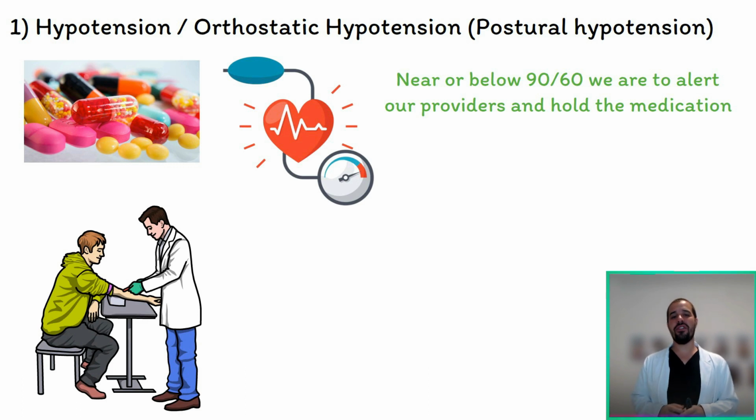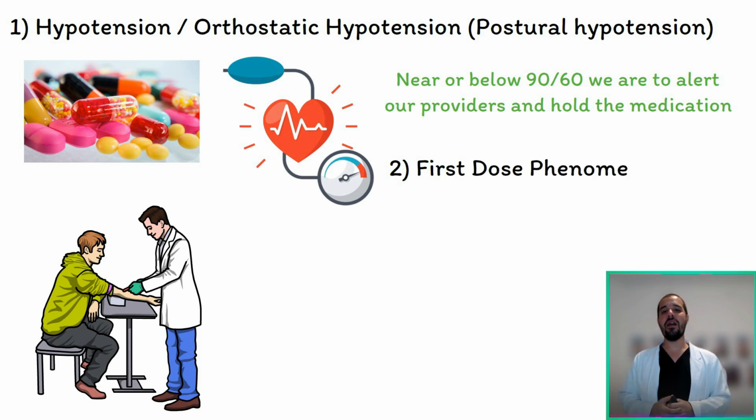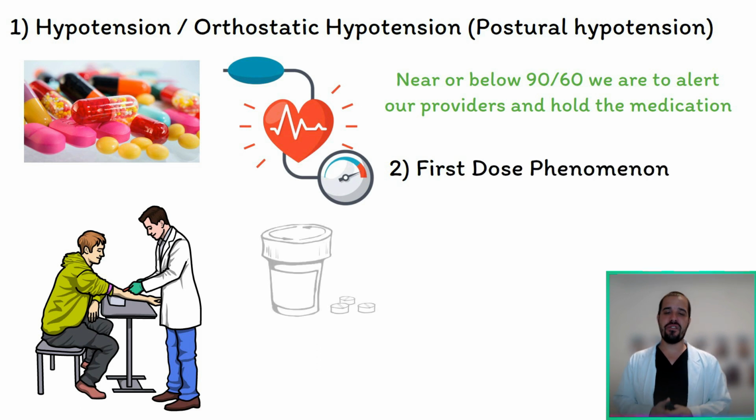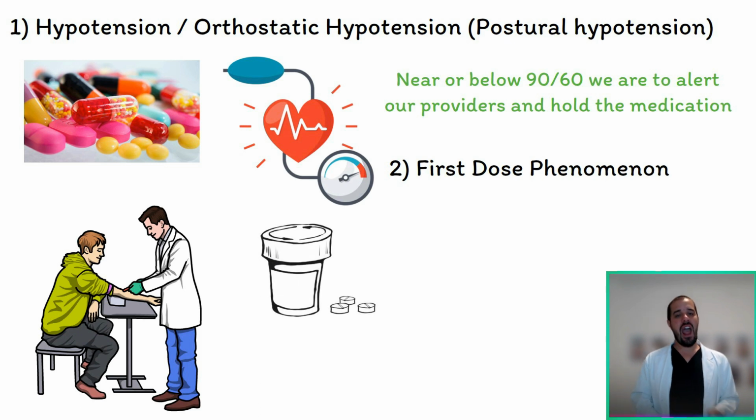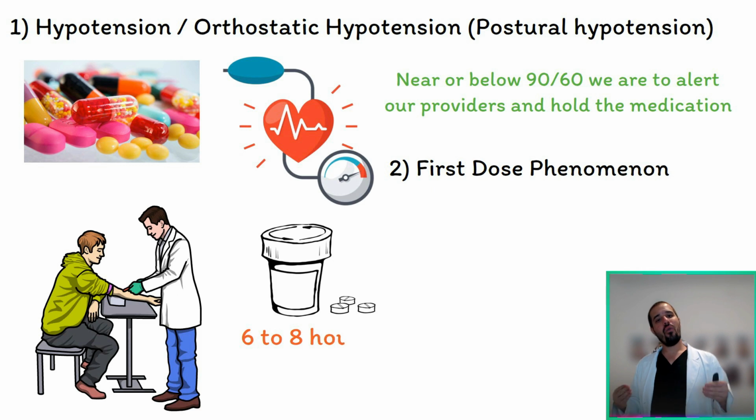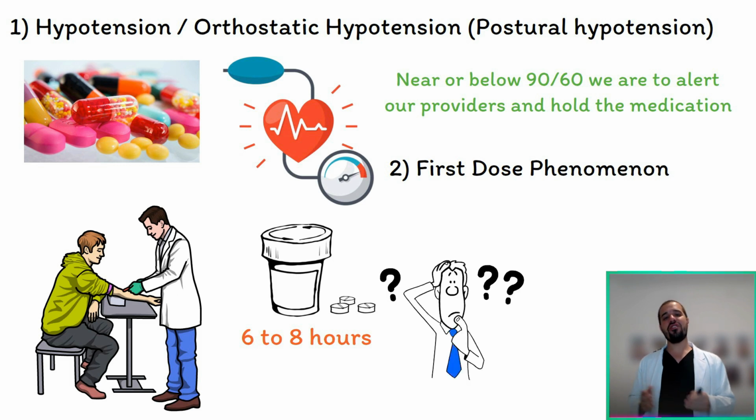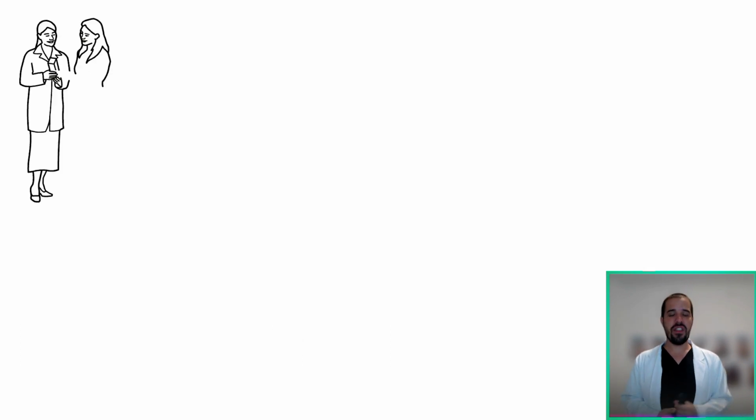Alpha-1 blockers specifically are correlated with orthostatic hypotension, so postural hypotension, as well as the first dose phenomenon. As spoken about in other videos, we know that the first dose phenomenon is episodes of orthostatic hypotension and syncope when the patient takes the first dose or within about 6 to 8 hours of that first dose. This is usually a target of higher level questions. And what, as a nurse, are you going to do to prevent this?